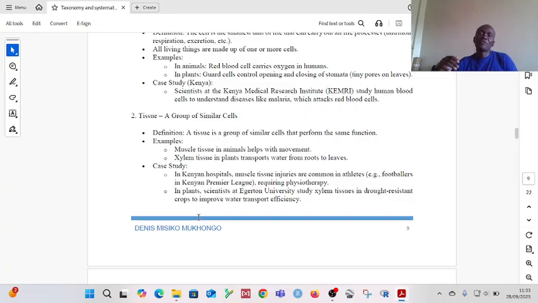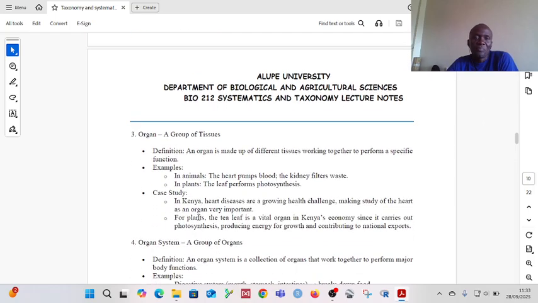You can talk of the muscle tissue within animals. It helps in movement. The xylem tissue in plants is key in the transportation of water from roots to leaves. Okay? Beyond the tissues, you have an organ. An organ is made up of tissues that are different. And these different tissues will be working together to perform a specific function.